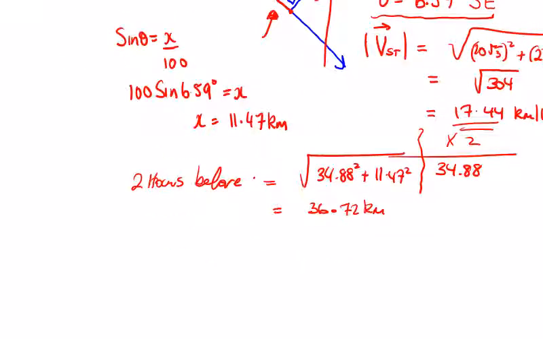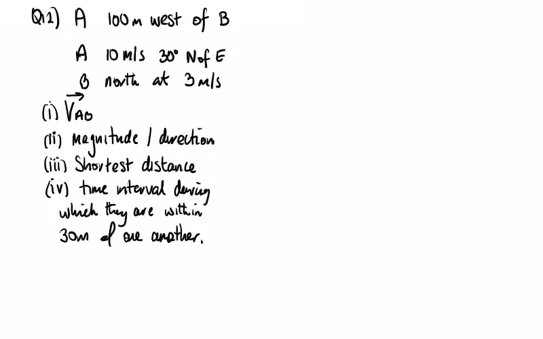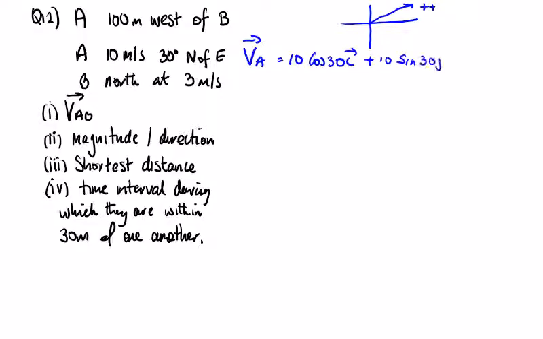Okay, we go on and look at question 12. A is 100 meters west of B, or Adam and Barbara. A is traveling at 10 meters a second, 30 degrees north of east. So for the velocity of A, just do a quick sketch, north of east is positive, positive. So it's going to be 10 cos 30 in the i direction plus 10 sin 30 in the j direction. That's 10 by root 3 over 2, which is 5 root 3, and 10 by a half is 5 in the j direction.